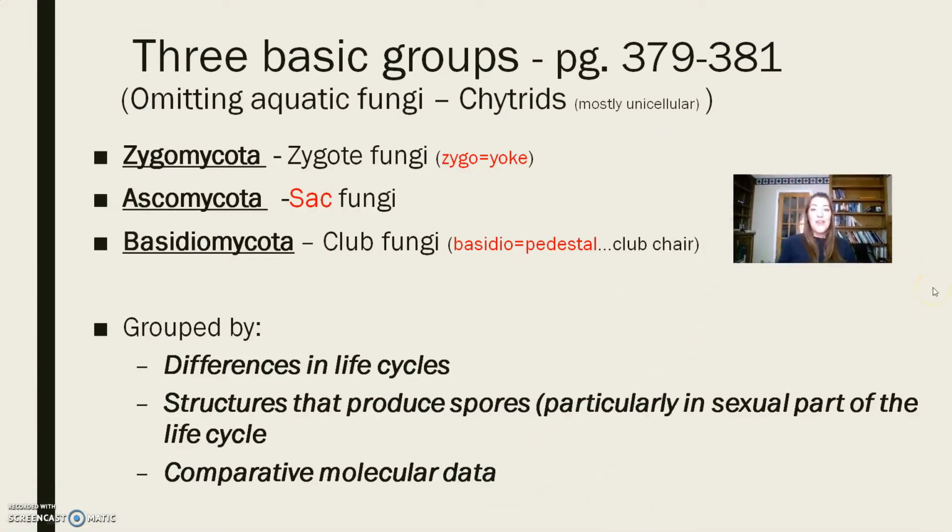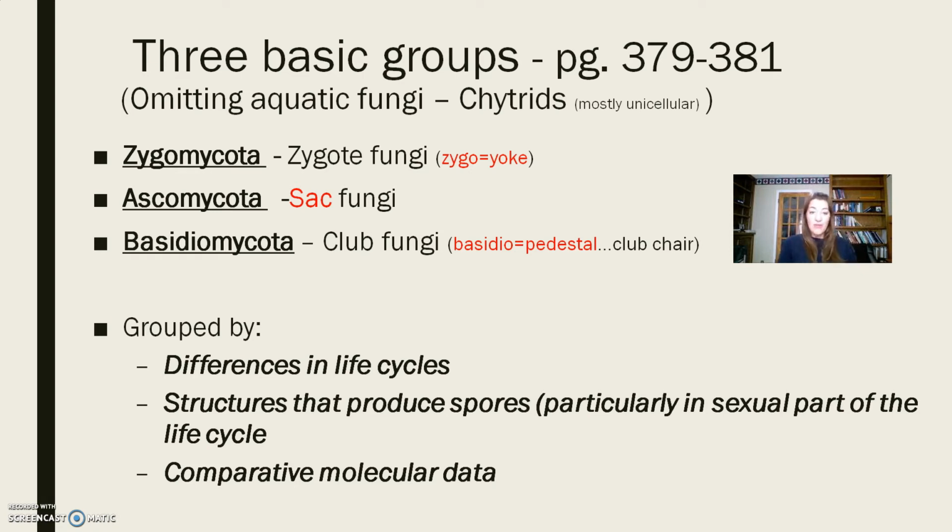Okay, so there are three basic groups. We're going to omit aquatic fungi, which are the chytrids. These guys are mostly unicellular, and they do have a motility phase. If you are familiar with amphibian diseases, a lot of them come from the chytrids, and there have been some issues with amphibians dying off because this fungus is in the water and it's killing them. But we're going to be focusing on these three: Zygomycota, Ascomycota, and Basidiomycota.